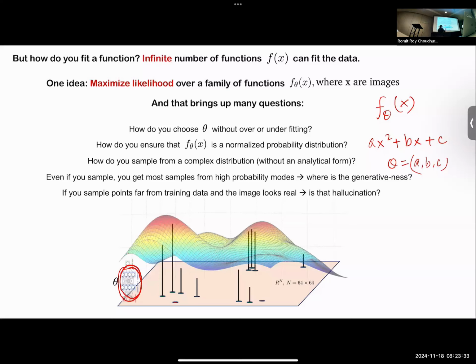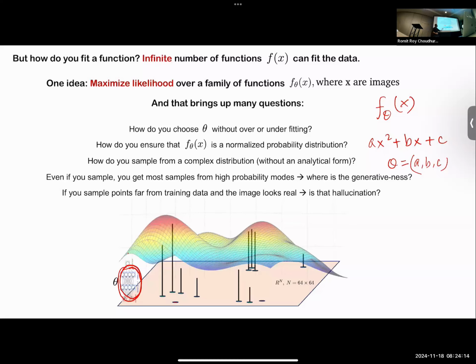Now, if you sample from your own distribution, you're going to get most of the samples from these high probability points, correct? These high probability points are high because you've already seen data at those points, correct? So when you get samples, the samples look very similar to the data that you've already seen. Right? Someone can say, what is creative about that? What is generative about that? Generativeness should be that you are able to generate an image that your training data did not see.